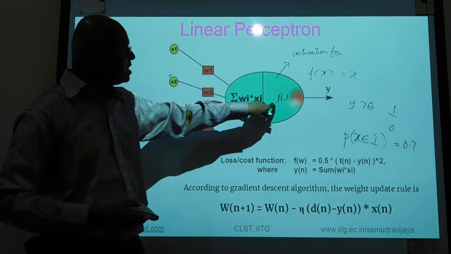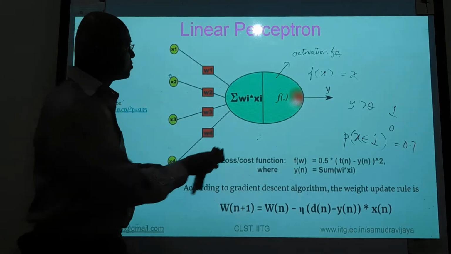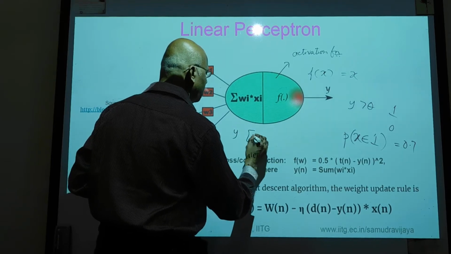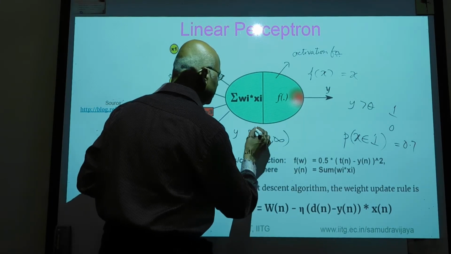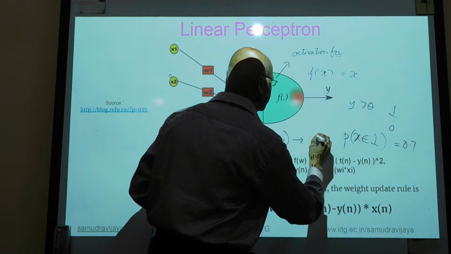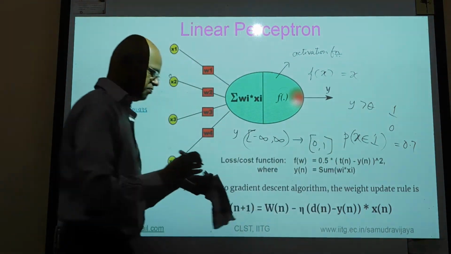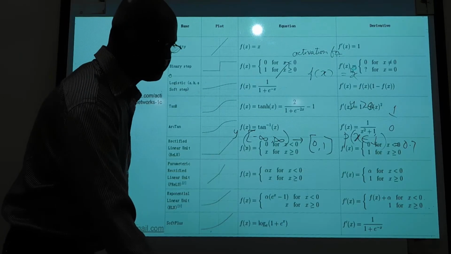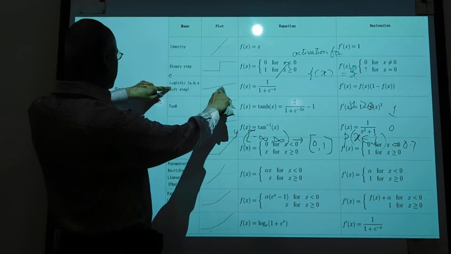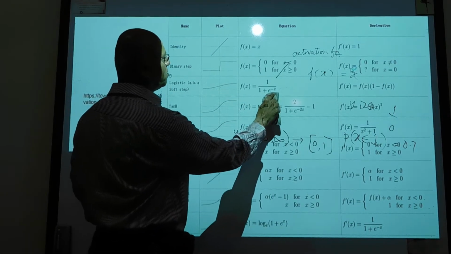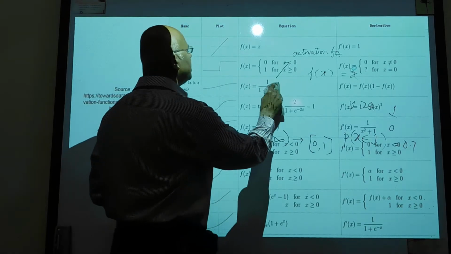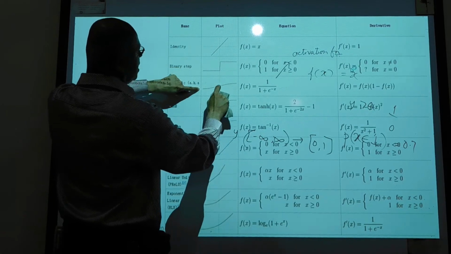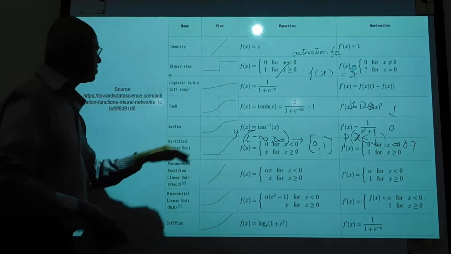So we need an activation function which will transform this y, which could be in the range minus infinity to plus infinity, to a range between 0 and 1. There are several such functions. One of them is called the sigmoid function. A logistic function is given here. Its expression is 1 over 1 plus e power minus x, and this ensures that whatever the input x from minus infinity to plus infinity, the output will be between 0 and 1.